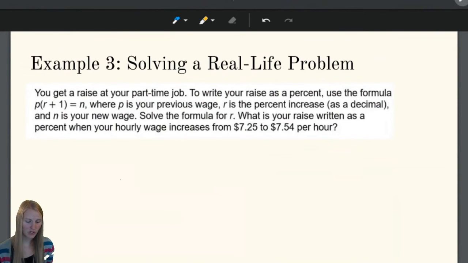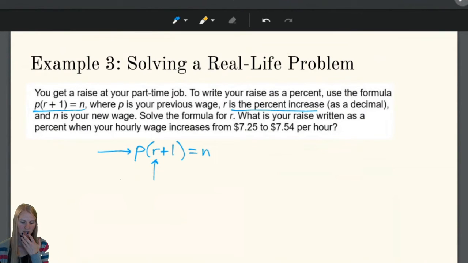And this problem is going to tell you, well, when we do it, you're going to learn how to calculate your wage or your raise as a percentage. So, you get a raise at your part-time job. To write your raise as a percent, use this formula: P times (R plus 1) equals N, where P is your previous wage, so this is what you're getting paid right now. R is the percent increase, so that's your raise as a percentage, but you want to write it as a decimal. And N is your new wage, so that's what you're getting paid now. So solve the formula for R.